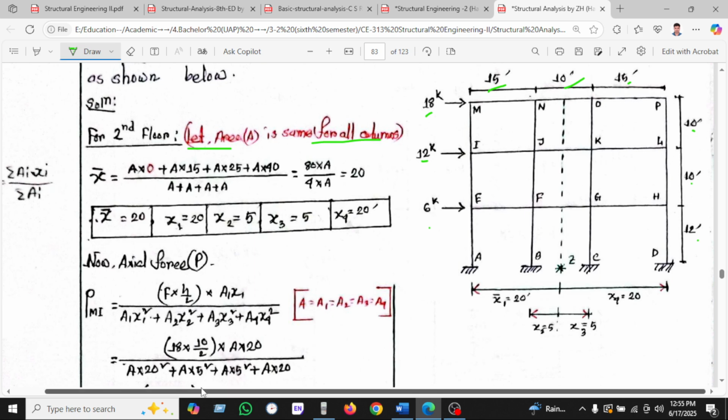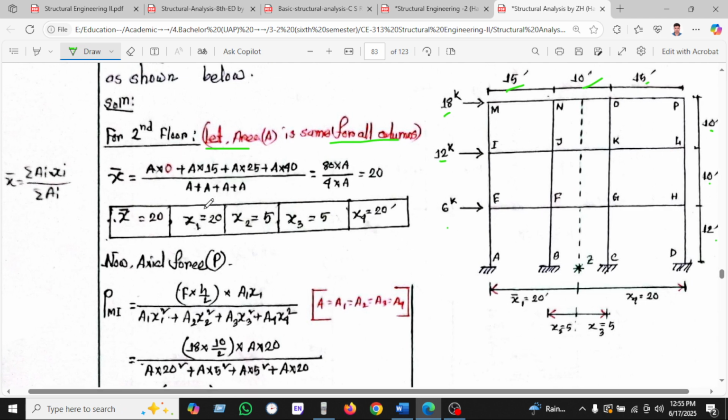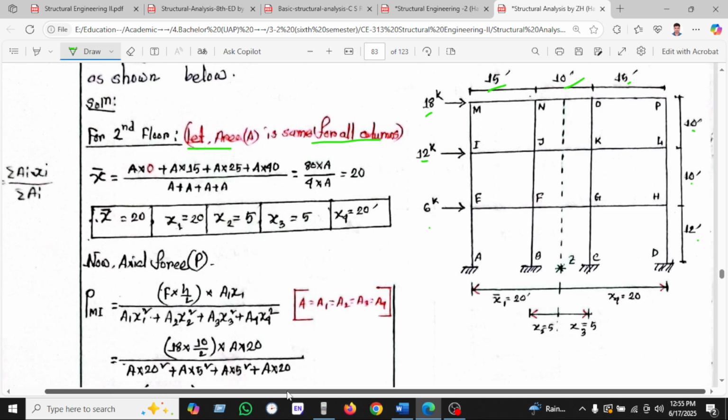So at first we have to take the CG. We know how we calculate the CG, summation of A1 X1 over summation of A. So we are taking this CG for the second floor. This is the ground floor, this is the first floor, this is the second floor. But in all floors, the CG is the same. Okay.